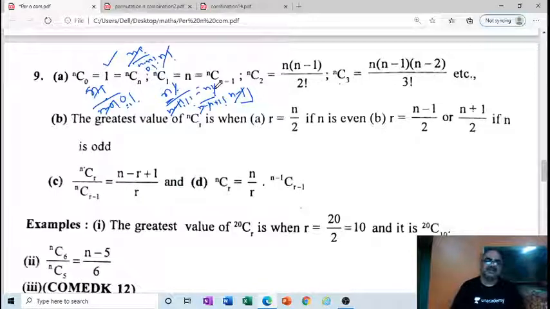Please work it out. Next, NCR by NCR minus 1 equals n minus r plus 1 by r. And NCR equals n by r into n minus 1 CR minus 1.